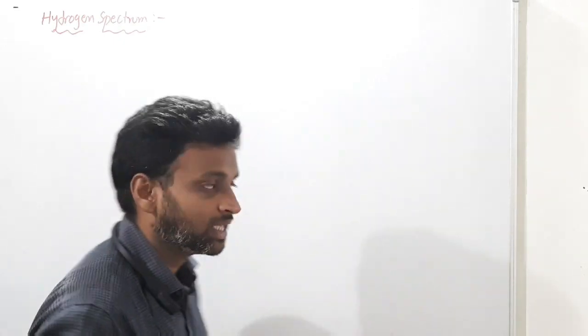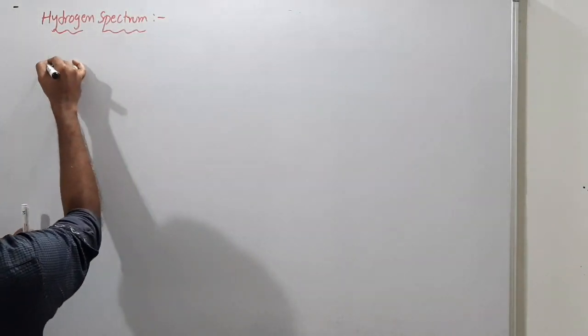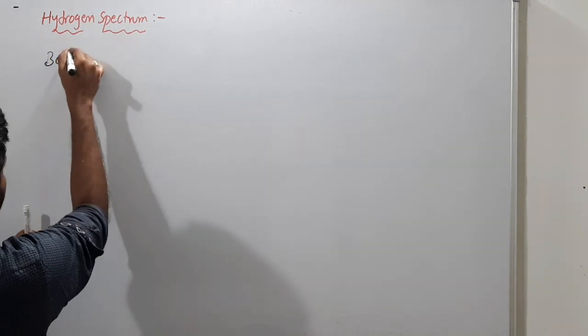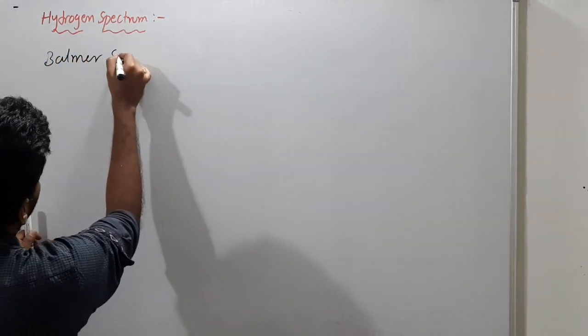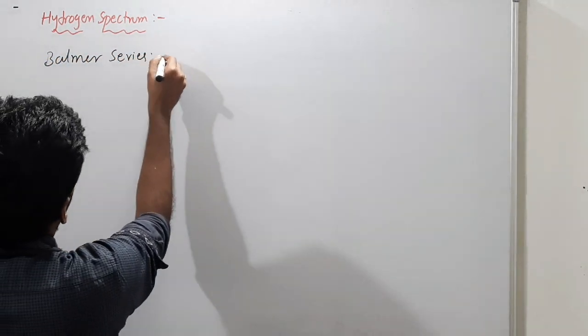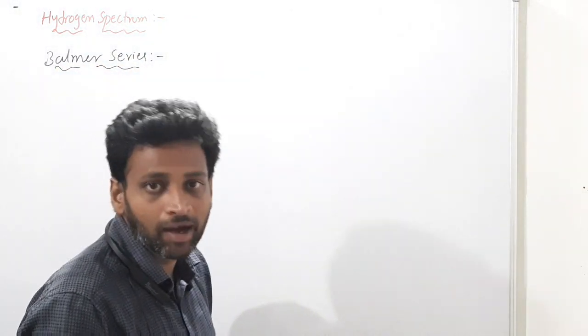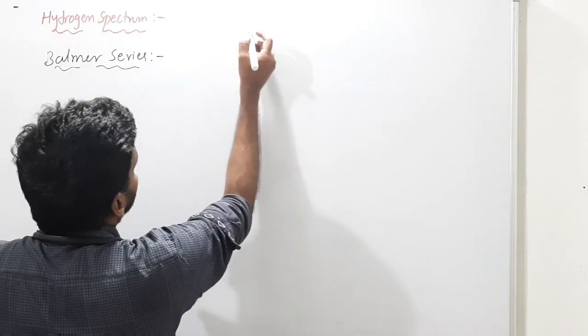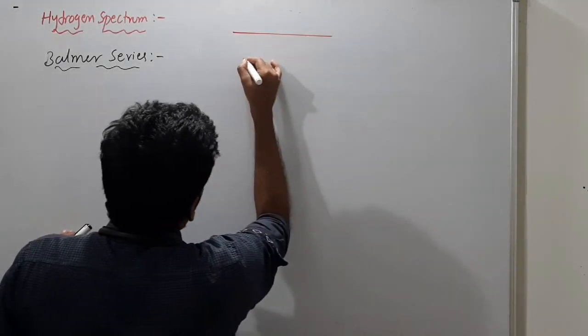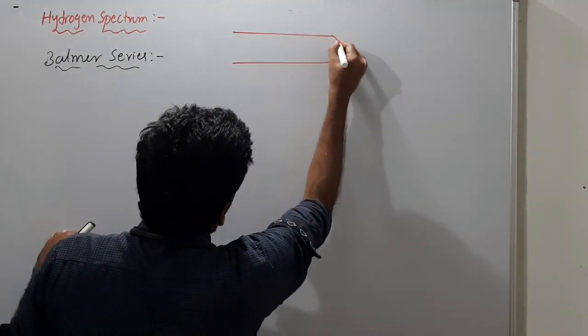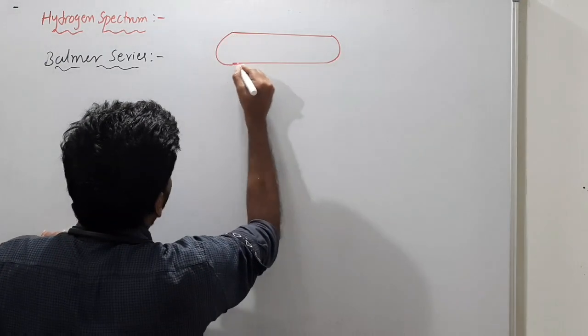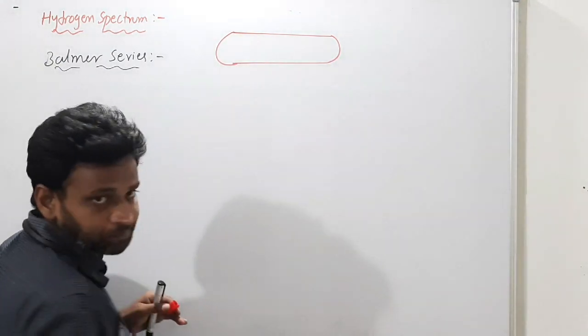Who is that scientist? Balmer. So we have to first understand the Balmer series, which this scientist first observed. We have to understand clearly what Balmer did. In a line spectrum, we will see how the line spectrum is formed and how those spectral lines are present.